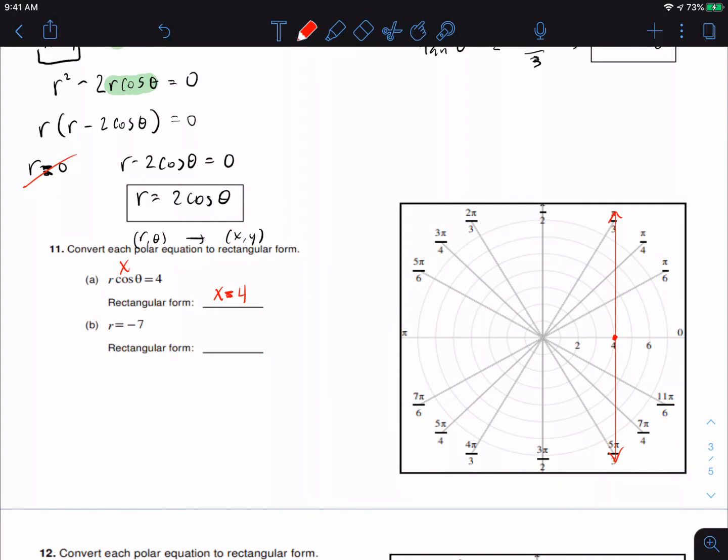Okay, good. All right, now the next one, and I'll do it in a different color because I want you to see the difference, is it says r is equal to -7. So if r is equal to -7, I'm going to end up having x squared plus y squared is equal to r squared. So x squared plus y squared is equal to -7 squared, which is going to give me x squared plus y squared is equal to 49. So that's my equation.